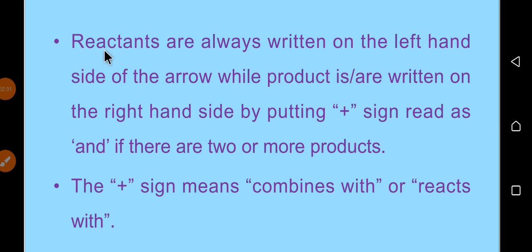አስቀድሞ እንዳየነው ሪአክታንቶች በሌፍት ሳይድ ይጻፋሉ። Written in the left hand side of the arrow ከአሮው በሌፍት በኩል ይጻፋሉ ወይም ይቀመጣሉ። And the products are written on the right side of the arrow ፕሮዳክቱ ደግሞ ከአሮው በቀኝ በኩል ይቀመጣል። And we also put the plus sign, read as 'and', between the two reactants.